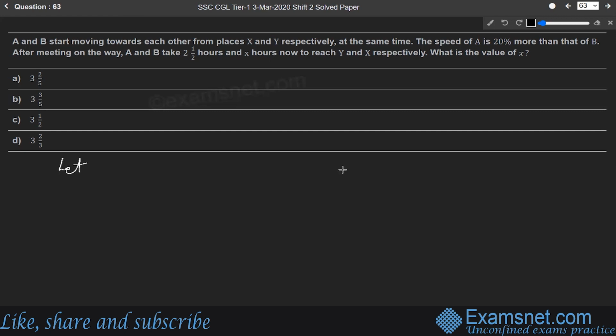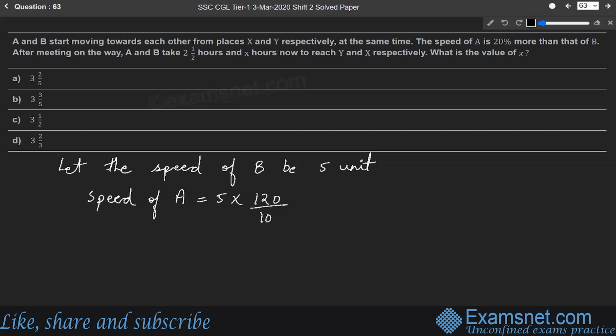So let the speed of B be 5 unit. If the speed of B is 5 unit, then speed of A will be 5 multiplied by 120 by 100. Why 5 multiplied by 120 by 100? Because it is given that speed of A is 20% more than that of B. What is the speed of B? 5. Speed of A is 20% more than that of 5. Okay, 20% means 120 by 100.